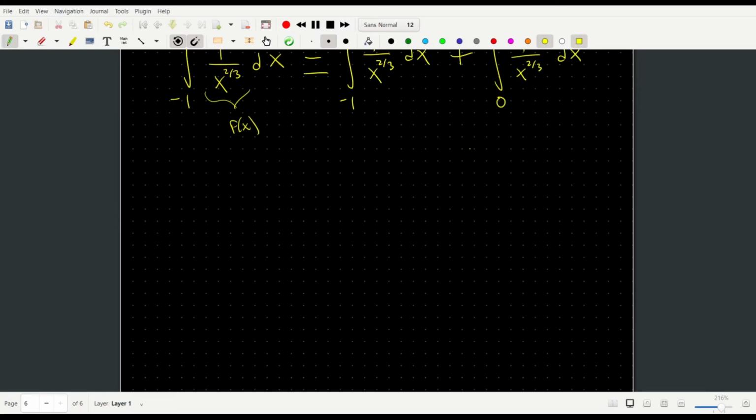Both of these antiderivatives are of the function 1 over x to the 2/3, or x to the negative 2/3, the antiderivative of which is going to be 1 over negative 2/3 plus 1 times x to the negative 2/3 plus 1. So this is going to be equal to 3 times x to the 1/3 plus c.